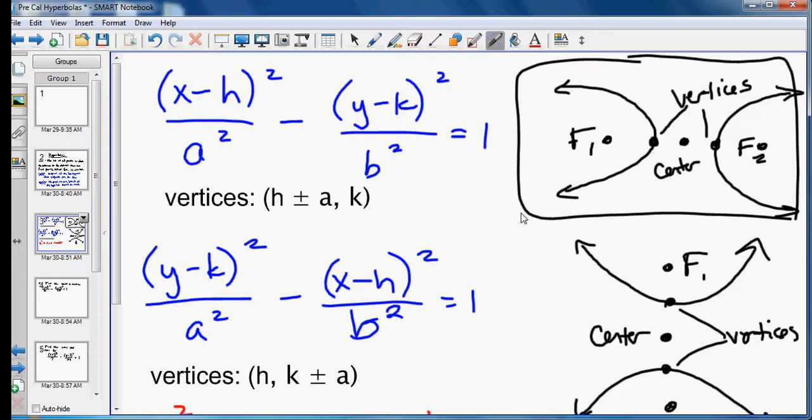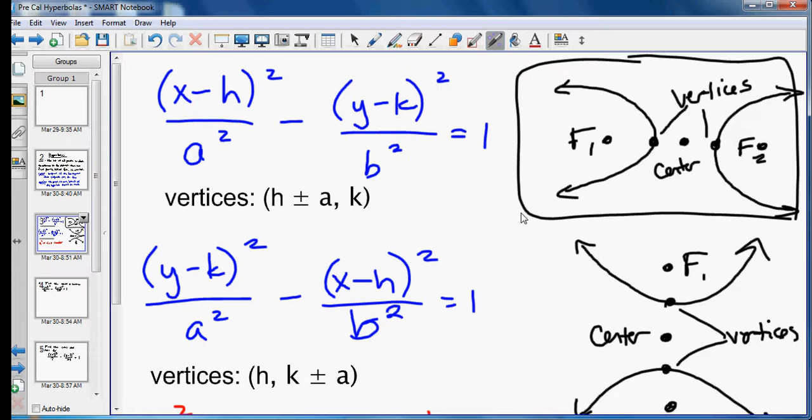And which term is first? Whether the term with x is first or the term with y is first does affect the shape. So up top we have the one where the two branches are horizontal. They're pointing left and right. That's what happens when the term that has x in it is first.